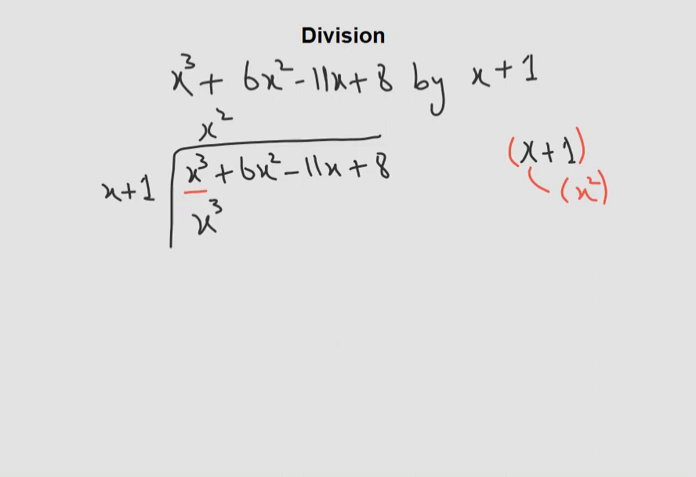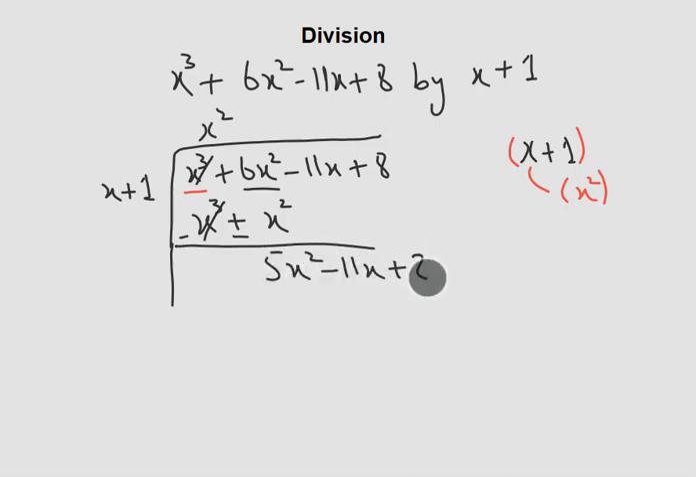And now in this expression we have 6x square, so you have to write it under or below it. So plus x square. In division, you always have to delete or remove the first term. Now we will change the signs: if it is positive, it will become negative, and if it is negative, it will become positive. So plus x cube and minus x cube cancel each other. Now 6x square minus x square becomes 5x square minus 11x plus 8.